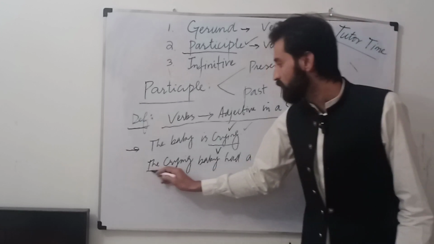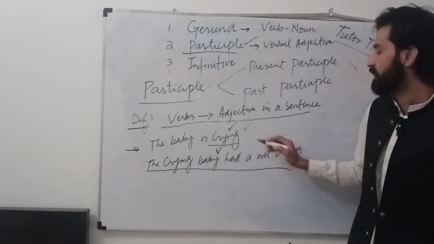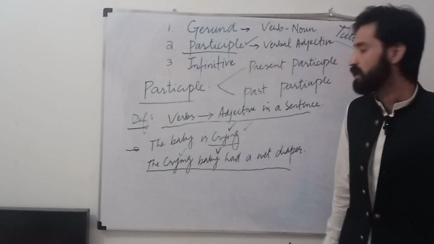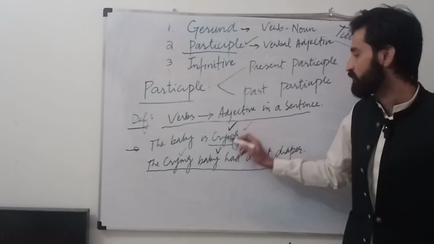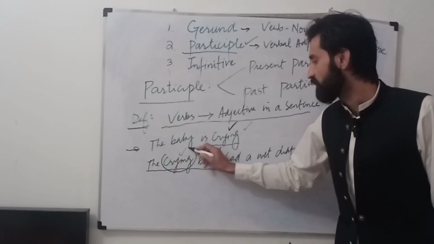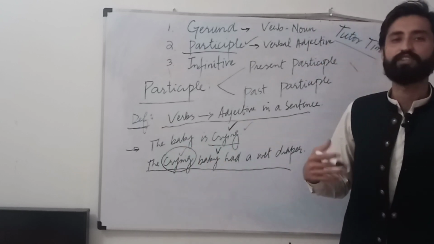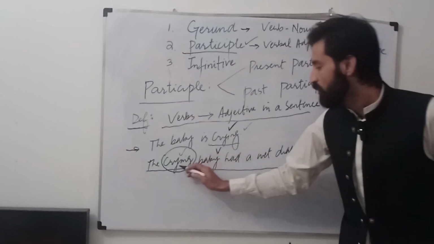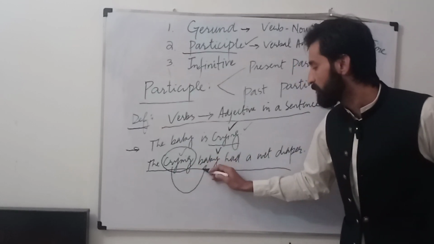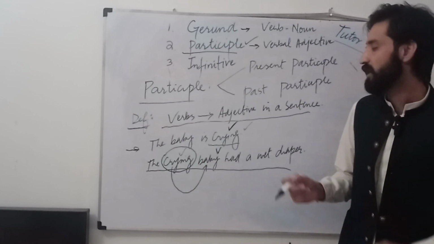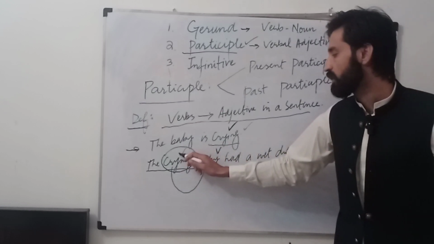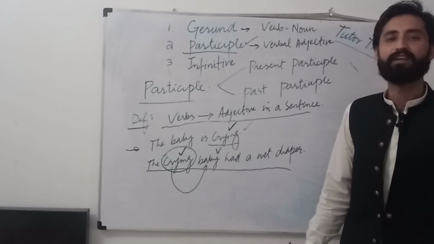So now look at this sentence, and here we have also used the word crying. But here this verb is used as an adjective. If I simply try to define an adjective, it is a word that describes or modifies a noun and gives us extra information. So we call that word an adjective.